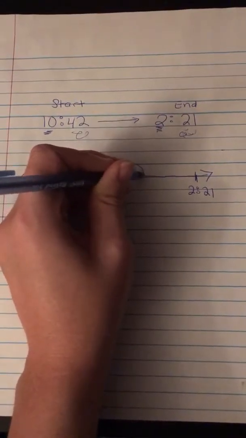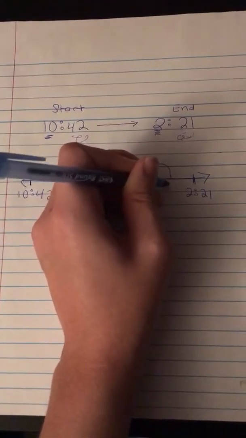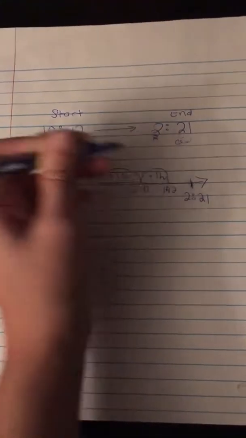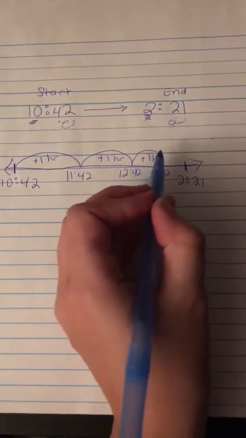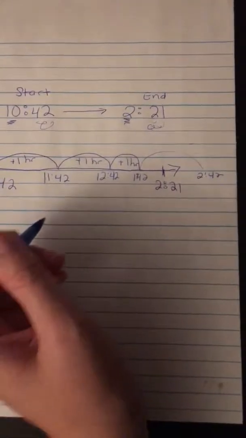All right, so let's add a couple hours. Make it easier on yourself. 1 hour, that makes it 11:42. Another hour is 12:42. Another hour is 1:42. Okay, so far I've added 3 hours. Now I can't add another hour because then that would take me past my goal. It would take me to 2:42. I don't want that. I want 2:21.